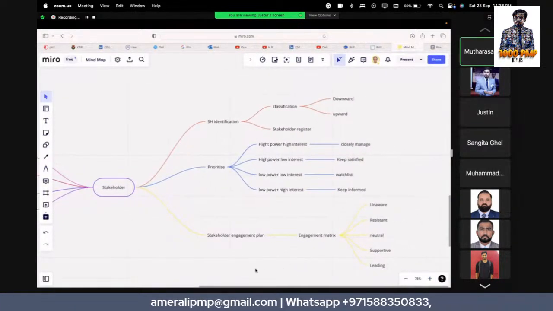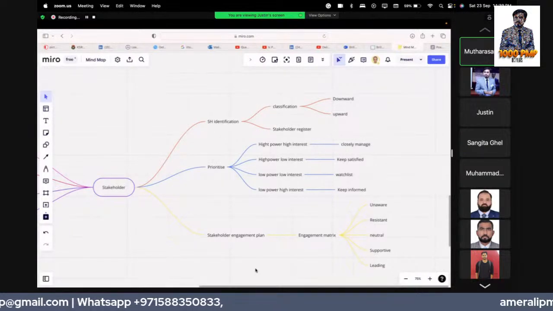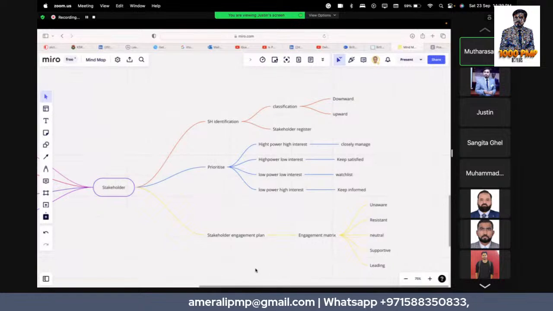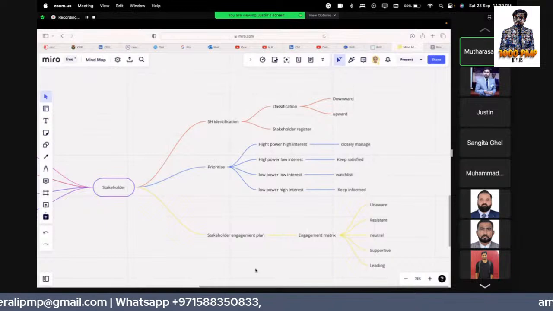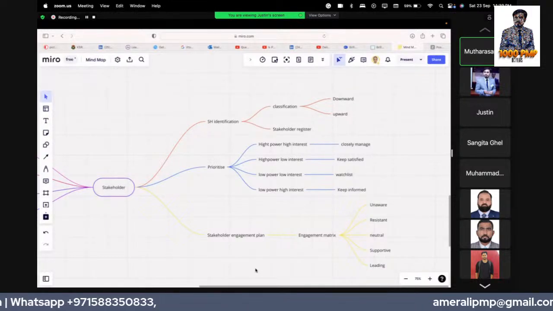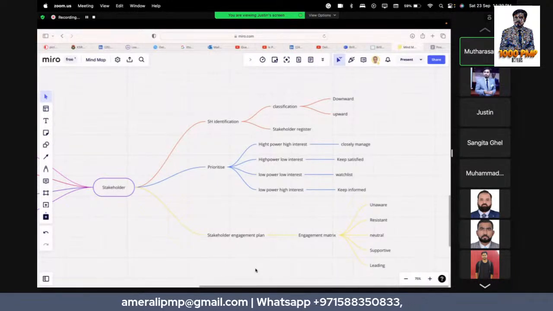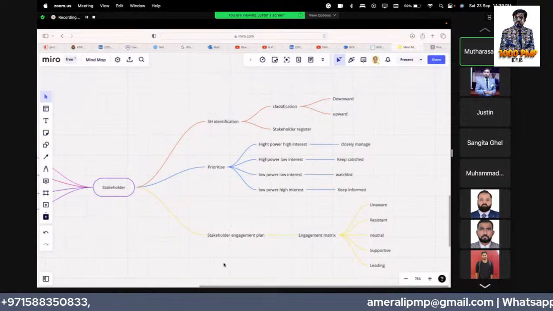Stakeholder: stakeholder identification, stakeholder register, and stakeholder classification. Stakeholder classification has downward and upward. And priorities: high power high interest, high power low interest, low power low interest, low power high interest. Stakeholder engagement plan, engagement matrix: unaware, resistant, neutral, supporting, and leading.